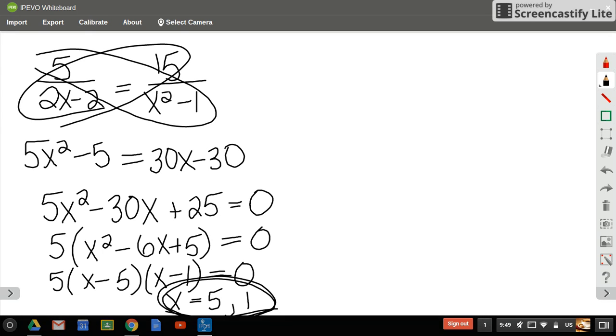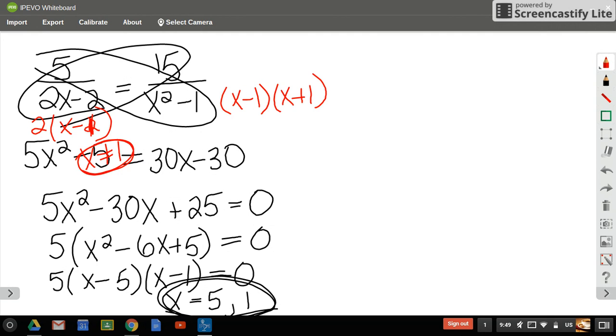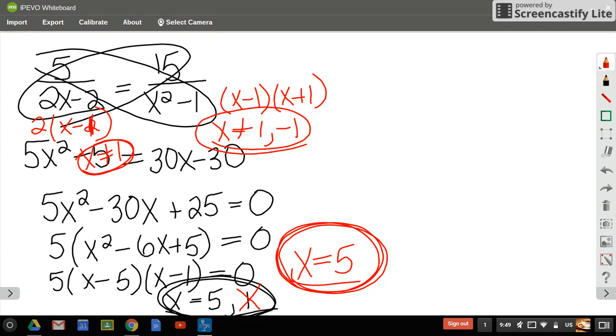Now we need to go back and check our excluded values. From the beginning, if you factor this, it would be 2 times x minus 1. So here x cannot be positive 1. And here this would be x minus 1, x plus 1. So here x cannot be 1 or negative 1. Now if you go back and look at our answer, we got 1 as our answer. But if we look back up here, 1 is an excluded value. So you have to cross that off, and your actual answer would be x equals just 5.